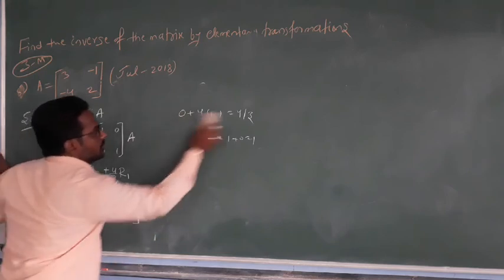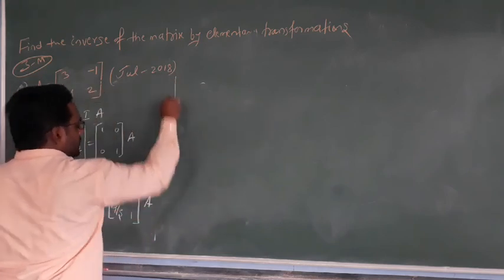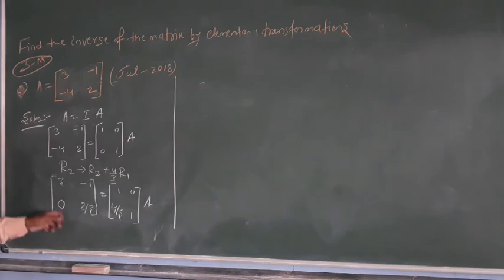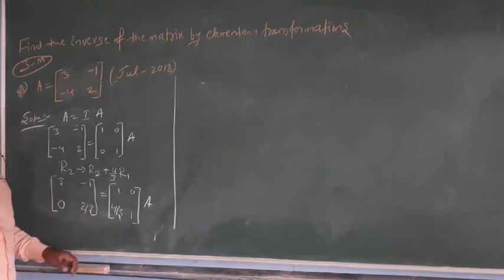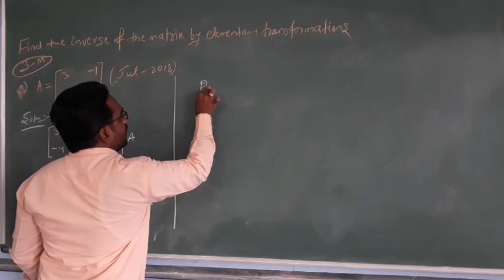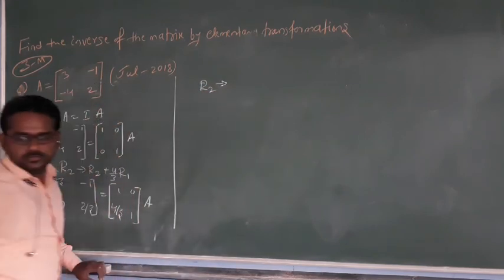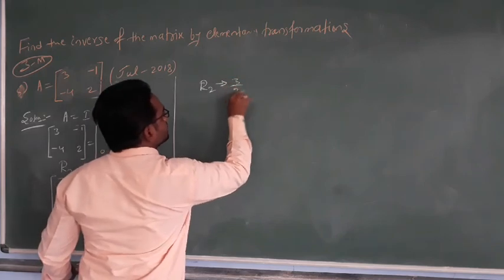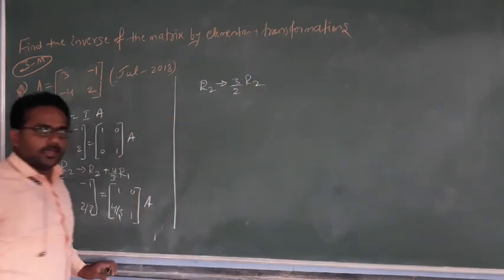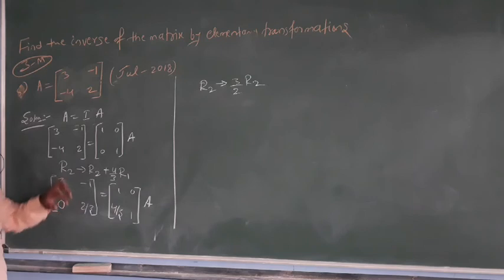Okay, so now which operation, next operation, do we have to conduct? Already it is 3 minus 1 0, 2 by 3 is there. So convert R2, R2 changes to 3 by 2 into R2. Why? 2 by 3 is there, so the reciprocal of this one is 3 by 2. So the 3 and 2 get cancelled, we get the 1.